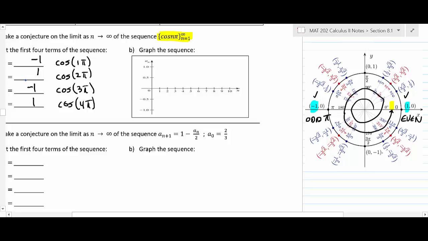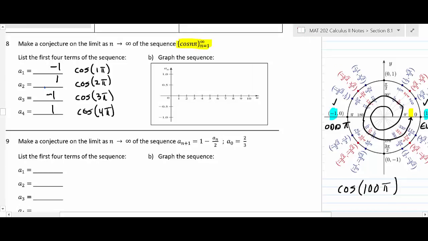Okay? Sometimes in trig, I'll give a student a problem like, what's the cosine of 100 pi? Students freak out. All I'm trying to do is see if you see a pattern. When you have an even pi, what's the cosine? It's 1, right? That's a pattern to see. Now, if you graph this, you would just plot these points. The first term in the sequence is -1, so you put a dot there. Second term is 1. Third term is back to -1. Fourth term's 1 like that. You don't connect the dots, you just do that, okay?